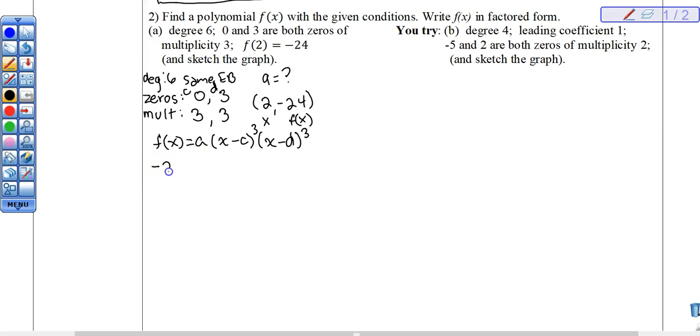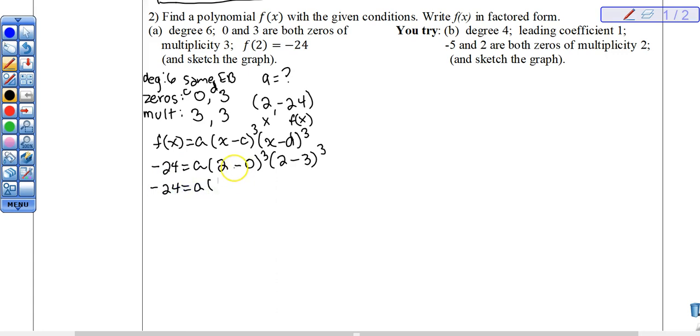So f of x is negative 24. I don't know what a is. My x is 2. My first 0 is 0 cubed. And x is 2. And my second 0 is 3 cubed. So we'll simplify that and we'll solve for a because we always have to find a.